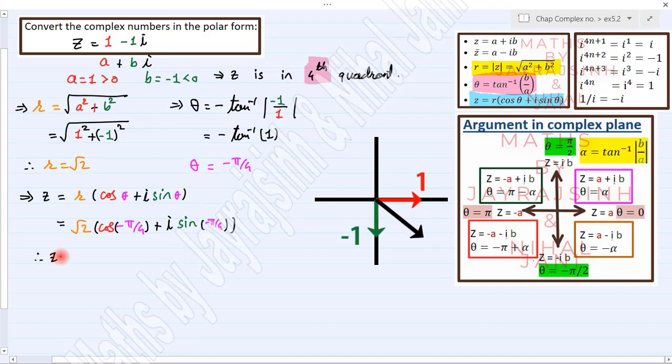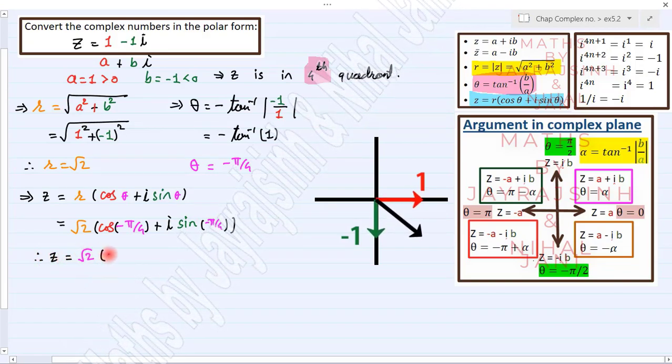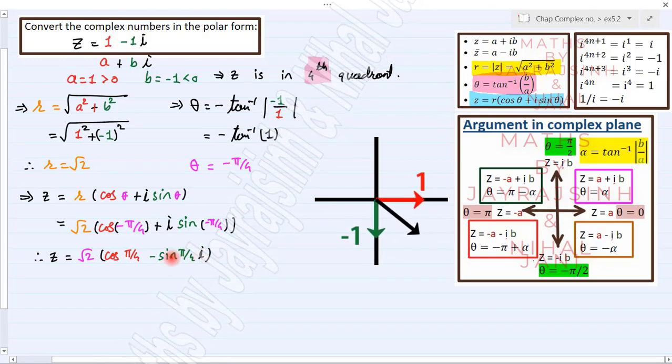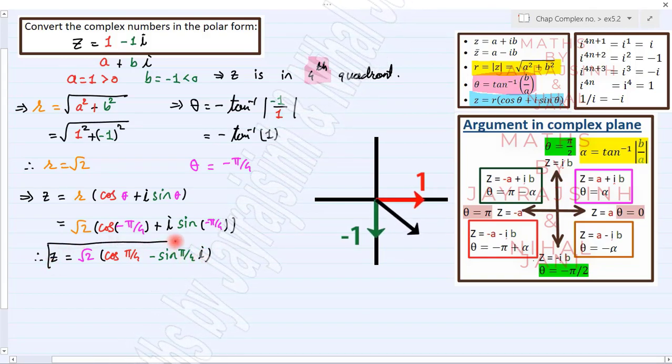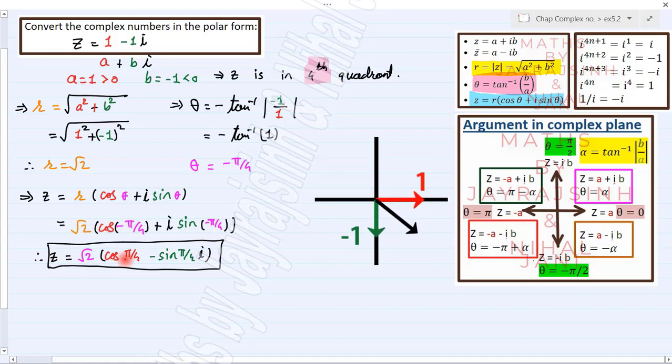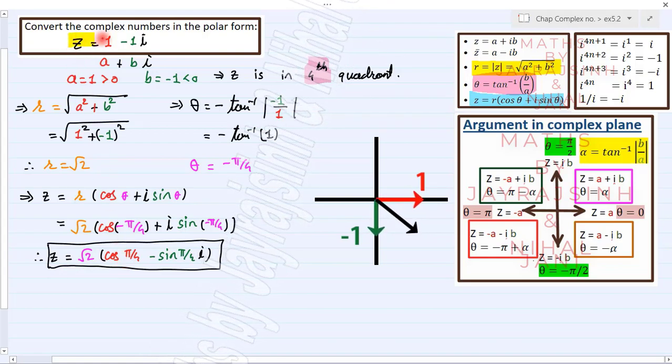Now if we simplify, we will get root 2 into cos, which is an even function, so we'll get cos pi by 4, and sine is an odd function, so we'll get minus sin pi by 4 i. So tada! We get our polar form of the complex number. Please remember that if you substitute the values of cos pi by 4 and sin pi by 4, we will get our original question.